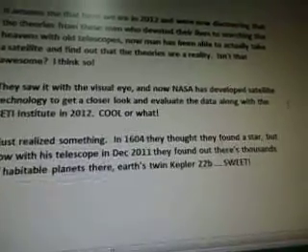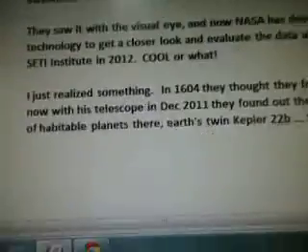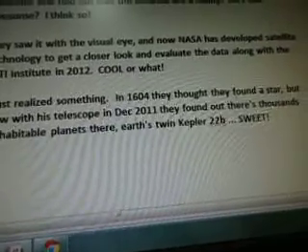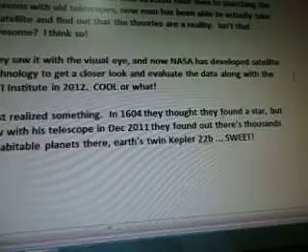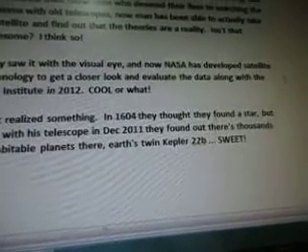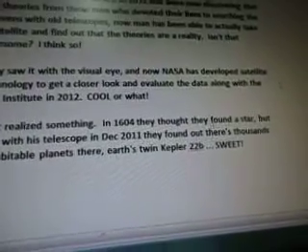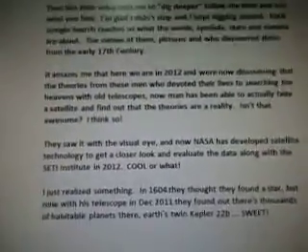Cool or what? I just realized something. In 1604, they thought they found a star, but now with his telescope in December 2011, they found out there's thousands of habitable planets there. Earth's twin, Kepler 22b. Sweet. So that ends that video, and next is line 15, and that's tied right in with this one.